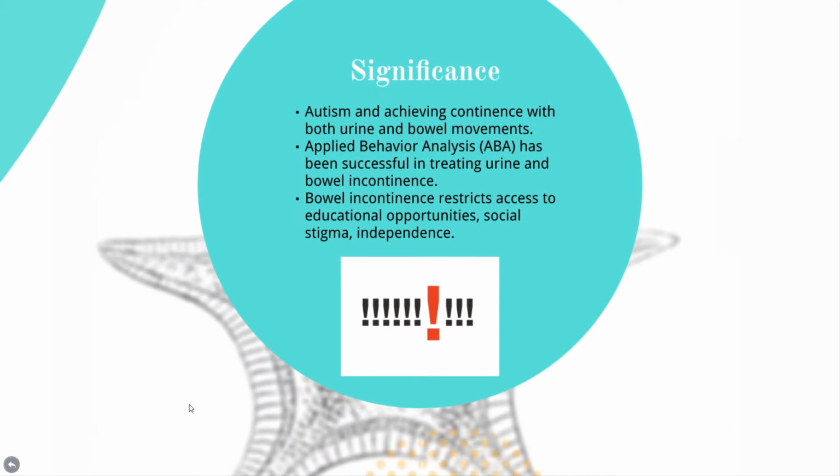So what's the significance between autism and ABA, and why is it important to focus on toilet training? People who fall on the autism spectrum tend to have a harder time achieving continence of both urine and bowel movements. Applied behavior analysis has been successful in treating urine and bowel incontinence. There's a lot of research to back that up. As well, bowel incontinence tends to restrict access to educational opportunities. There's a social stigma involved in wearing a diaper, and a decrease in independence.